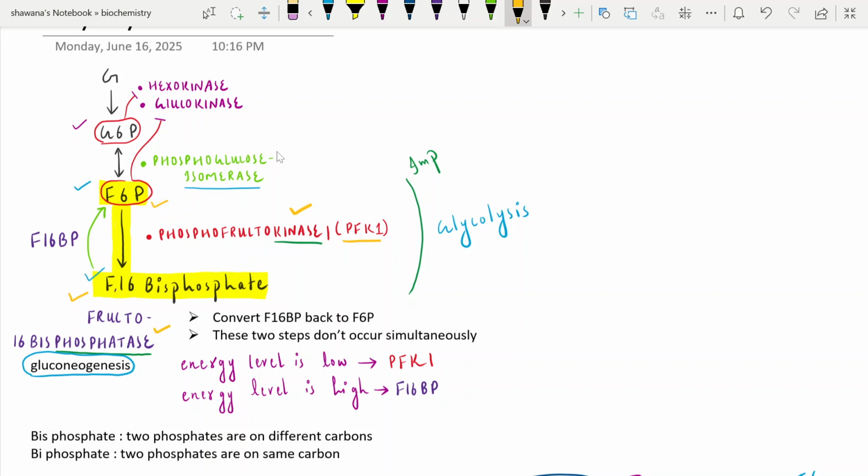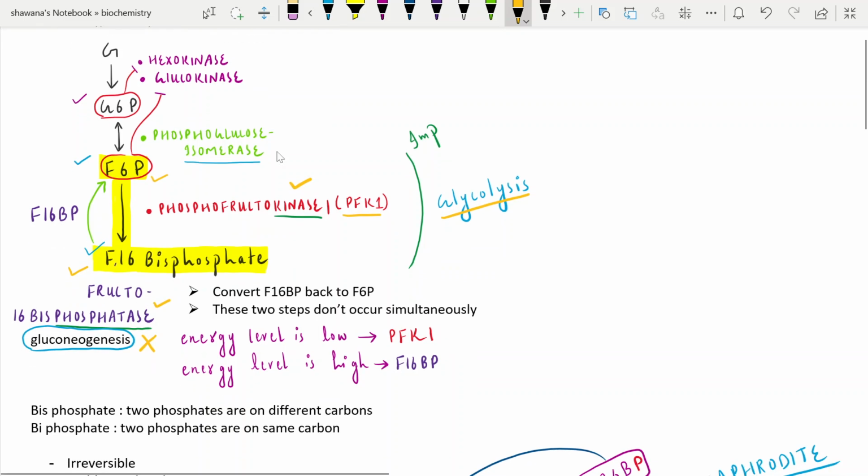And these two steps do not occur simultaneously. It's very important to understand that when glycolysis is proceeding, gluconeogenesis cannot work simultaneously. The cells are not mad. They do not convert substrate to product and then convert the product back to substrate. It's not going to happen physiologically, right?